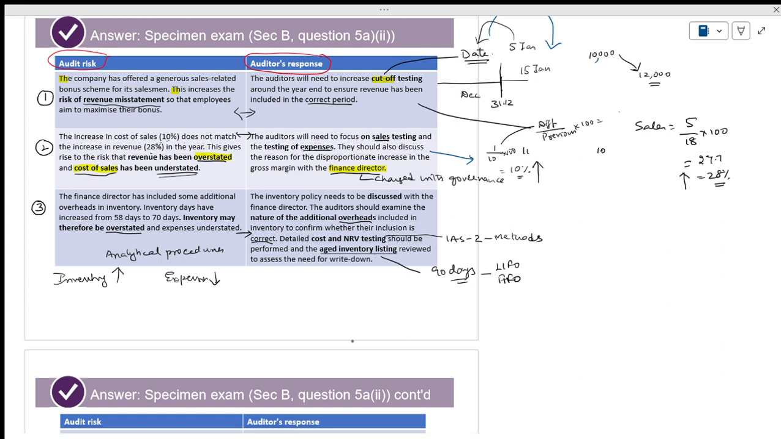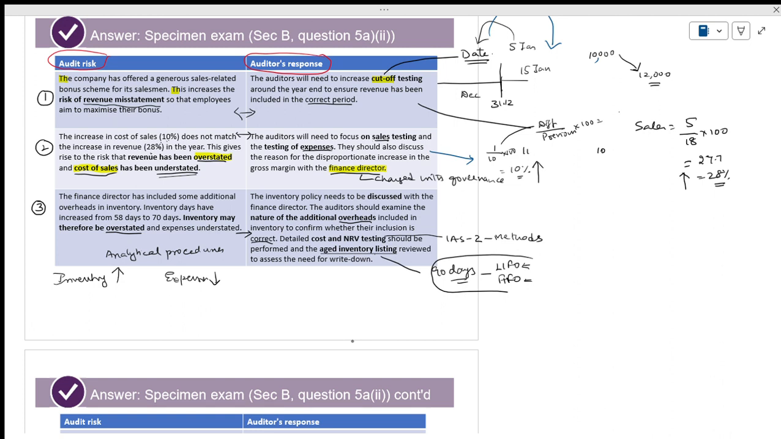There will be some inconsistency. Based on the inventory, its nature and its characteristics, you should decide whether to follow LIFO or FIFO. We are not writing this, it is only for your explanation. What I am saying is that you have to discuss with the finance director the reason for adding additional overheads, whether it is justifiable, whether it is correct or not.